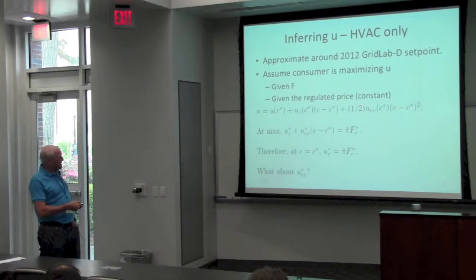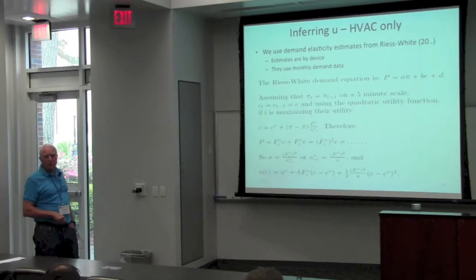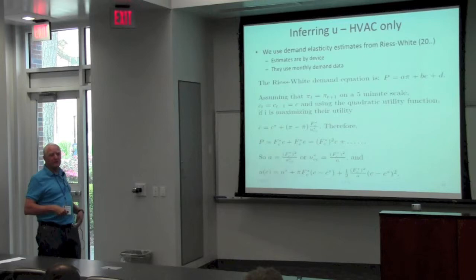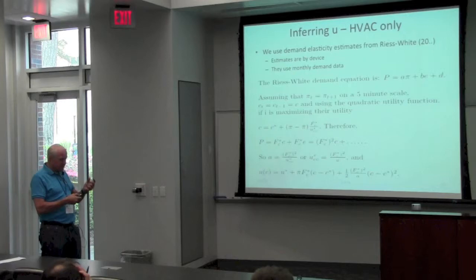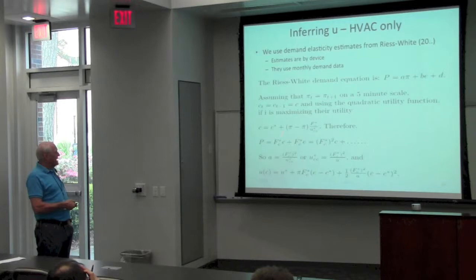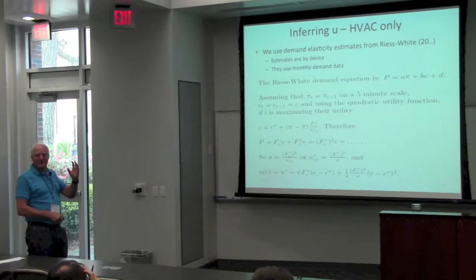Well, we took demand elasticity estimates from a paper by Reiss and White, which is based on monthly demand data. This was a fairly extensive survey in California. It's actually a very nice paper. They have a linear demand equation, something like this. If we assume that prices are fairly constant on a 5-minute time scale, then using the approximation, we get the second derivative of F with respect to C squared divided by A. That's your estimate of the utility function. So we get an estimate of each person's utility function this way.